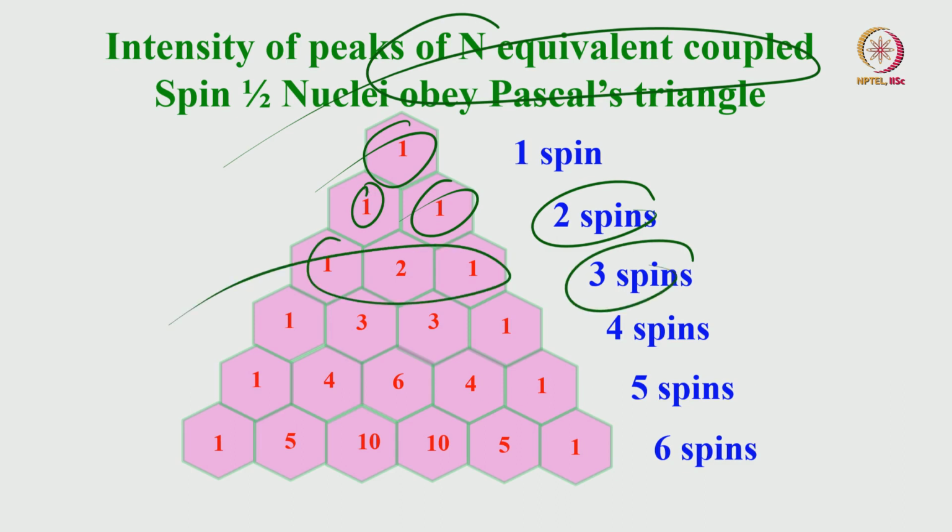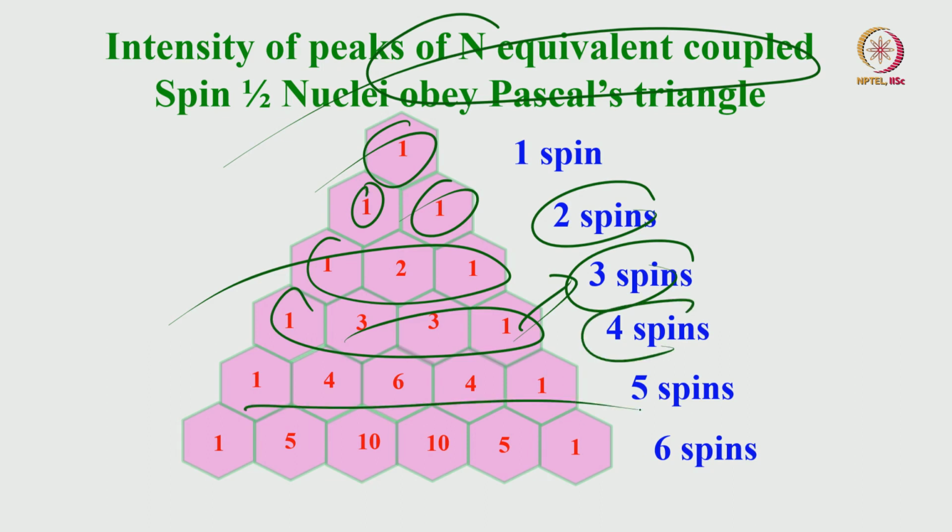When there are 3 spins, we have 1:3:3:1 intensity, okay, and when we have 4 spins, 1:4:6:4:1. Like that we can start getting the intensity pattern. They obey what is called the Pascal triangle.